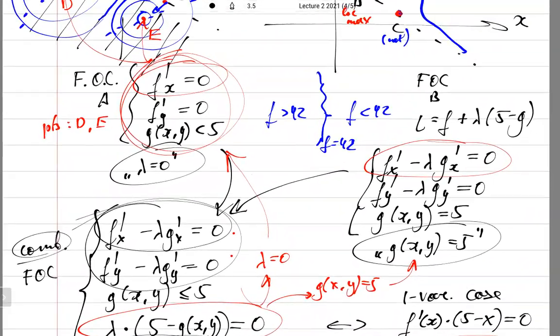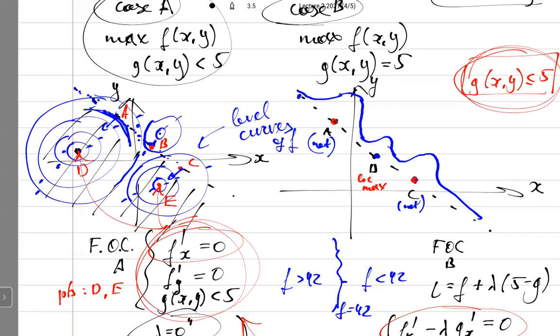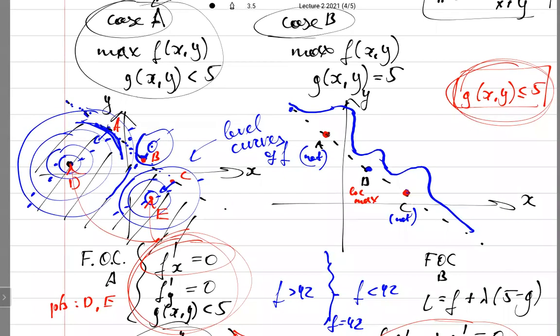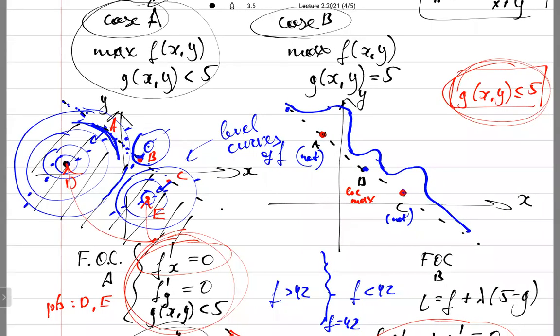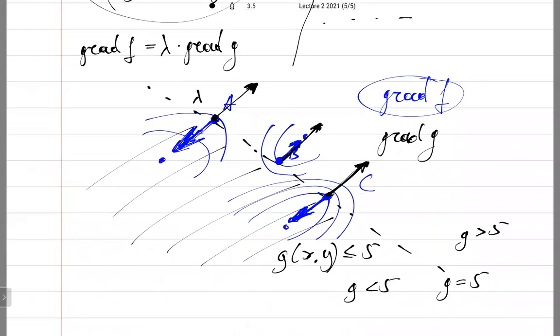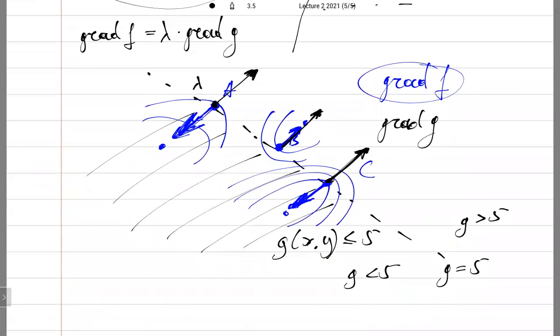So f, I have a maximization problem, plus lambda times 5 minus my function g. That's everything is fine. So 5 minus g. That's strange. Yeah. Everything is fine. Sorry, everything is fine. And I see that lambda should be the ratio of... everything is fine.